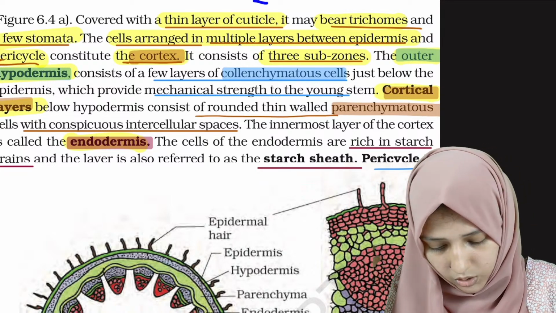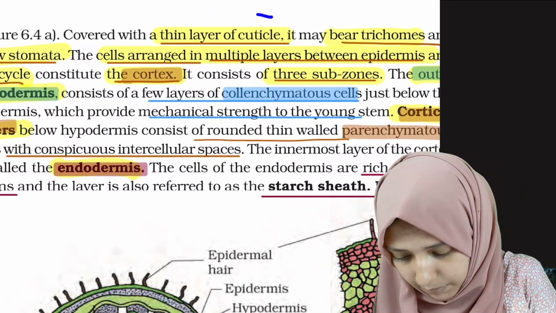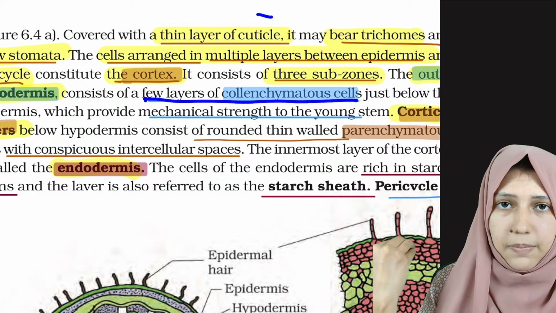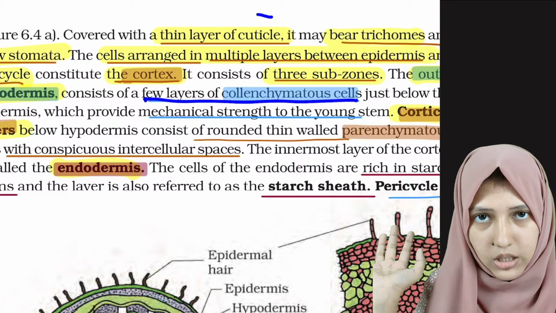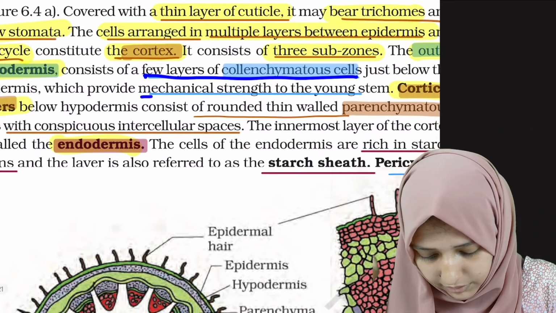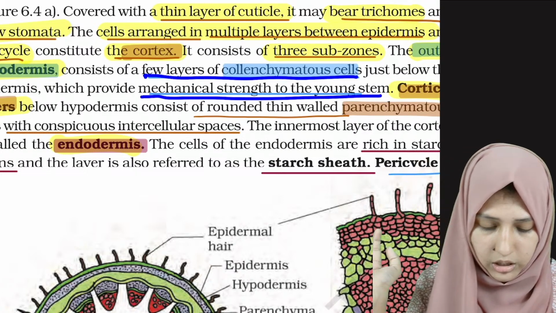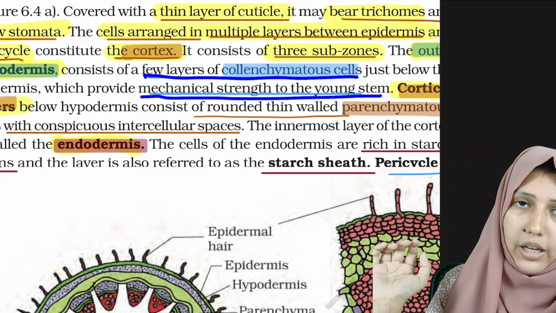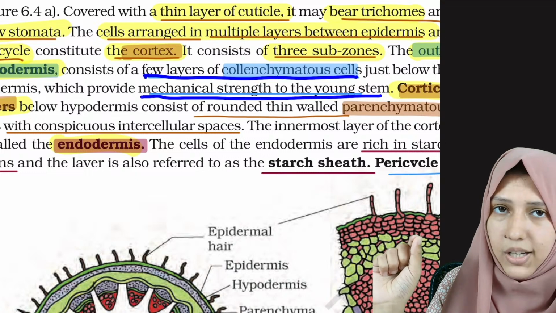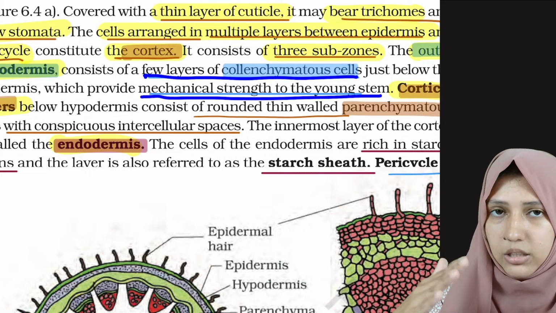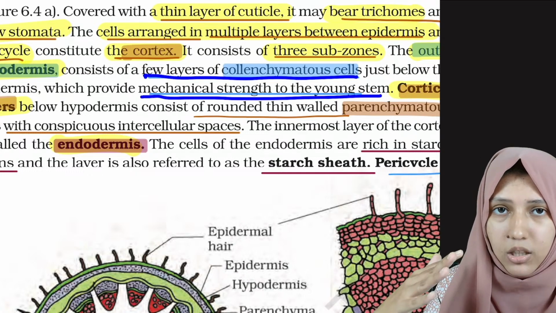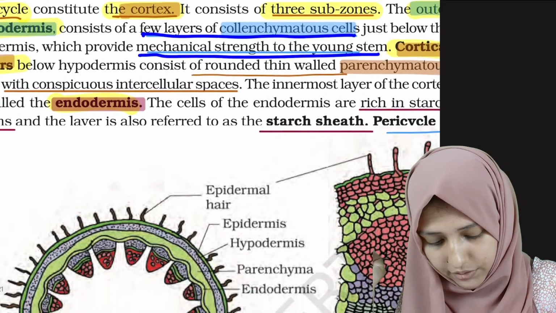Clear? Now what is hypodermis? The hypodermis consists of a few layers of collenchymatous cells. What is their function? Mechanical strength to the young stem. The collenchyma have corner thickened cell walls, right? Thickened cell walls are the feature of collenchyma. So the collenchyma will be providing mechanical strength to the body of the plant.